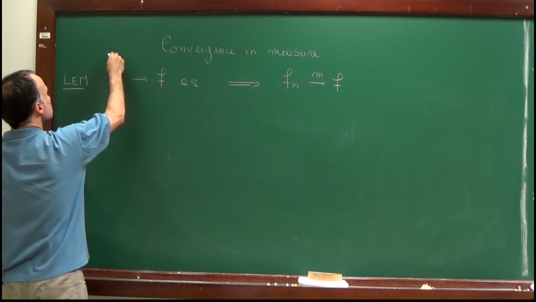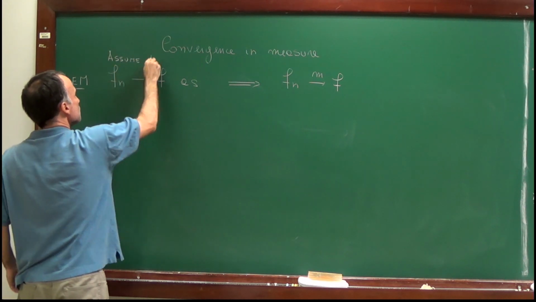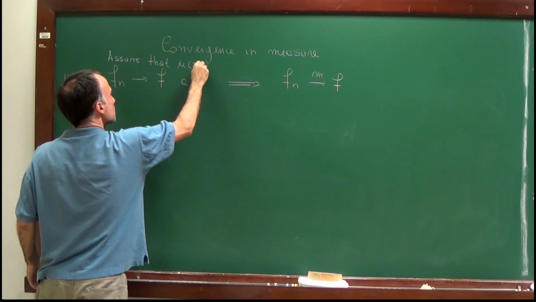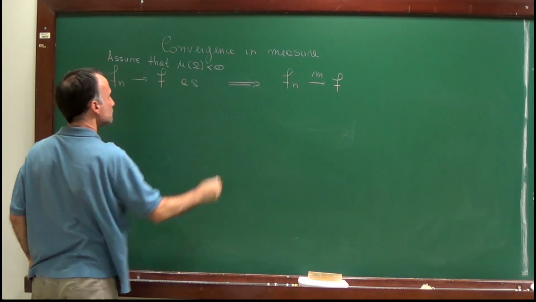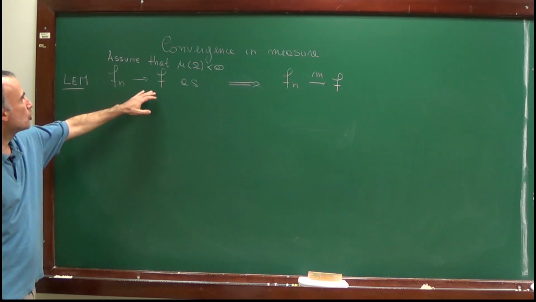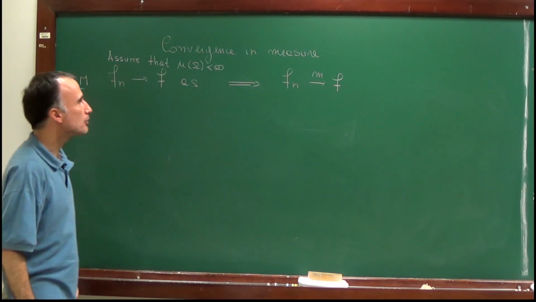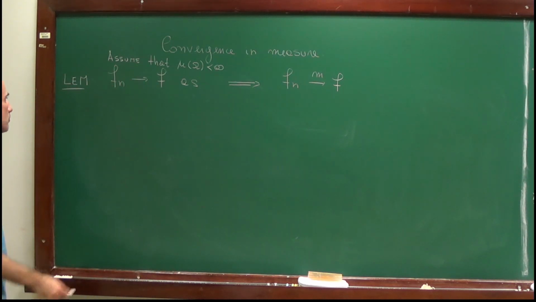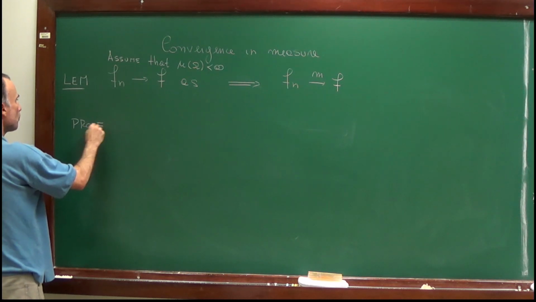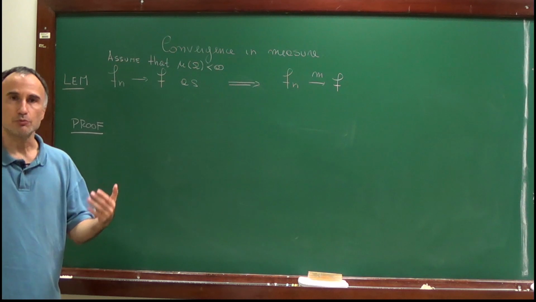So assume that the measure of the space is finite. Then I claim that if you have a sequence fn converging to f almost surely, then it's true that fn converges to f in measure. And the proof will use a fact that we already proved.